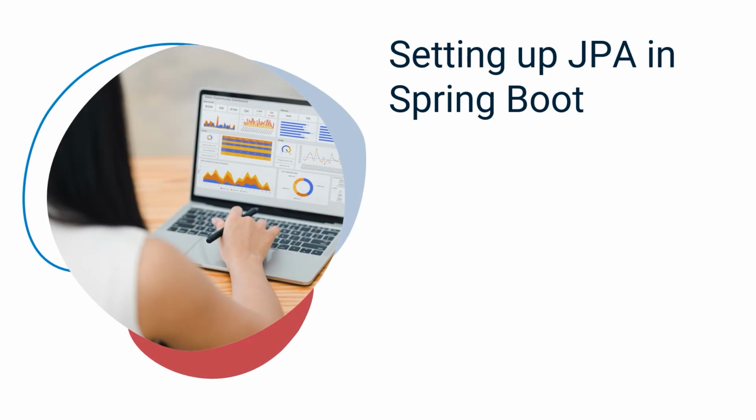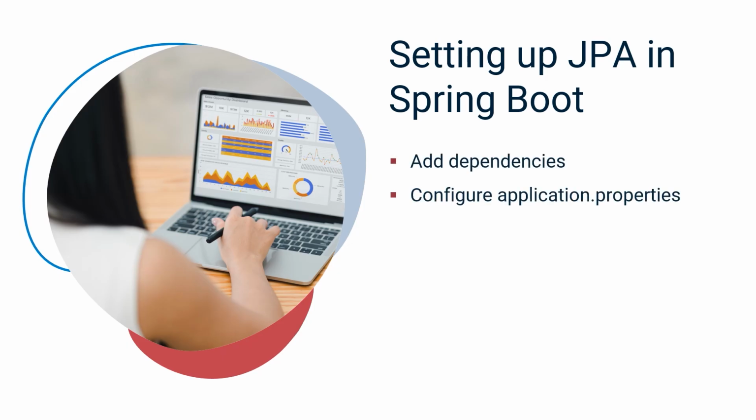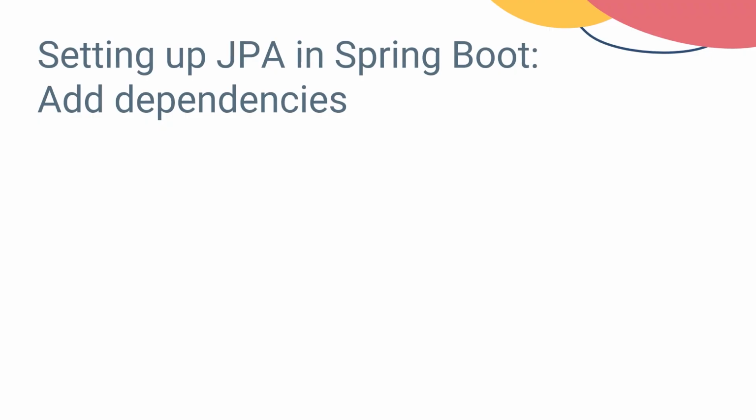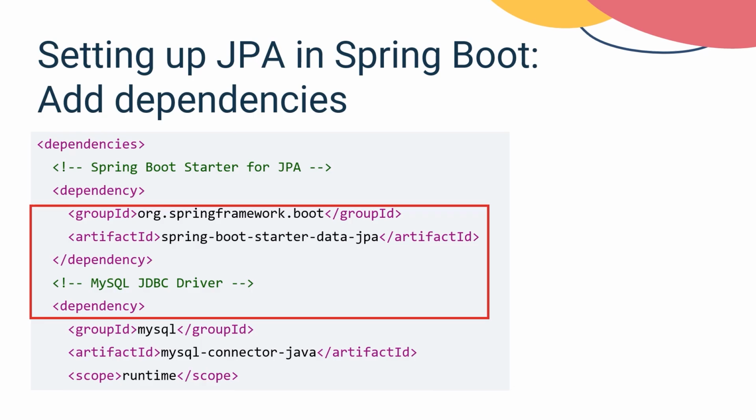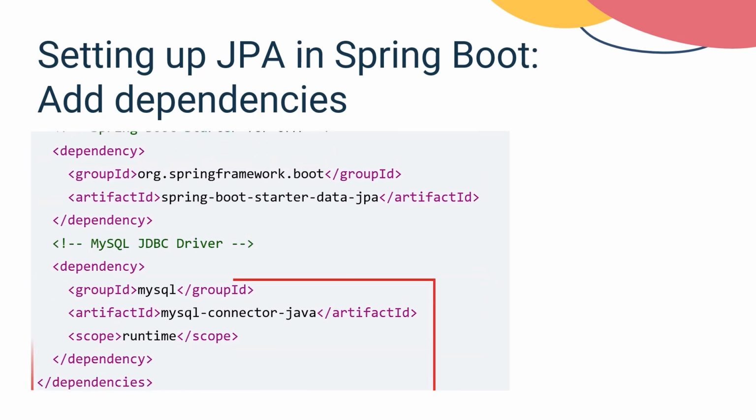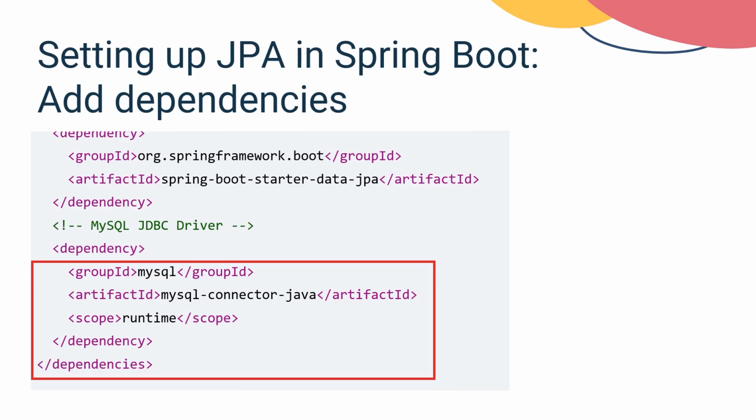Setting up JPA in Spring Boot involves many steps. First, add dependencies, then configure application.properties, define an entity, and finally create a repository. Add the following dependencies to your pom.xml file to enable JPA in a Spring Boot application. Take time to read through the dependencies. The Spring Boot starter for JPA provides the libraries needed to integrate JPA with Spring Boot. The MySQL JDBC driver connects the application to a MySQL database.